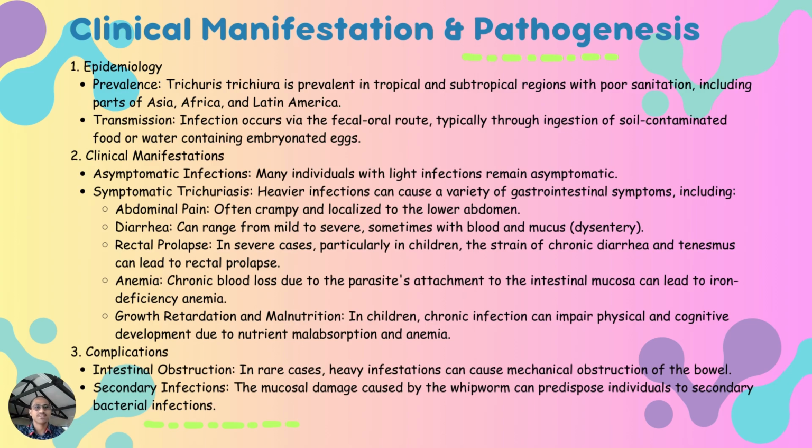So, some clinical manifestations and pathogenesis. The epidemiology: it is prevalent in tropical and subtropical regions with poor sanitation, including parts of Asia, Africa, Latin America, and the Pacific. The transmission occurs through the fecal-oral route, typically through ingestion of soil-contaminated food or water containing embryonated eggs. So clinical manifestations, they can be asymptomatic infections.